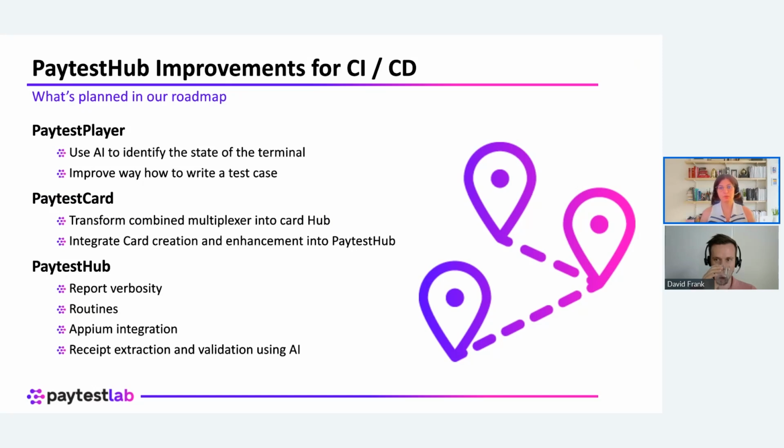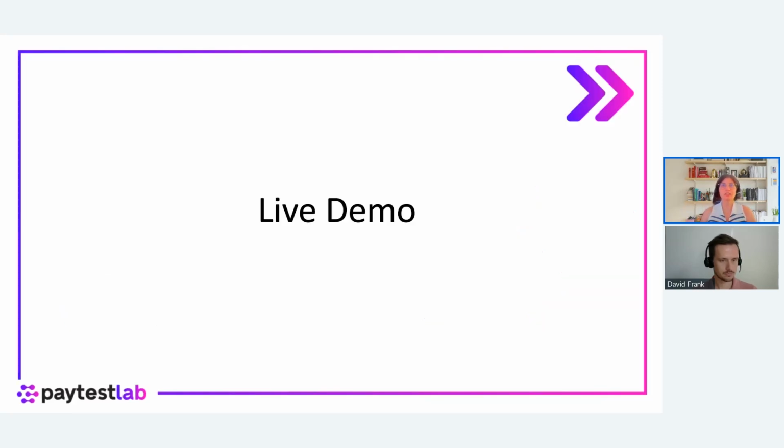We want the reports to be even more verbose and include even more information. We want more routines and, of course, extraction and validations using AI. So even the checking of very specific and minor details is done using AI.